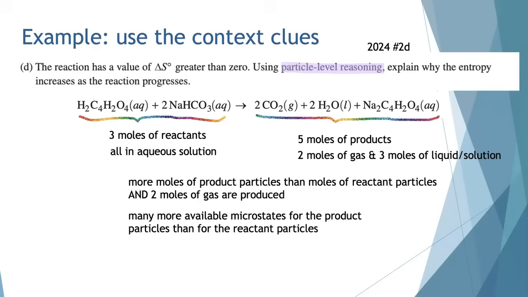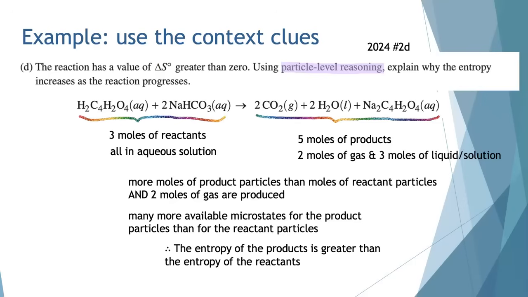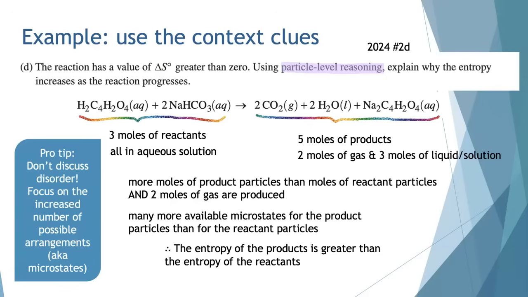So we've got the word particle. We're using particle level reasoning. Very, very much what we needed to do for this question. The entropy of the products is greater than the entropy of the reactants. Don't discuss disorder when you're talking about changes in entropy. That will not get you credit. Talk about increased number of possible arrangements or fewer numbers of possible arrangements or microstates. That's the way to go.